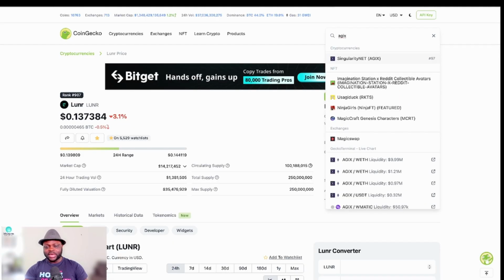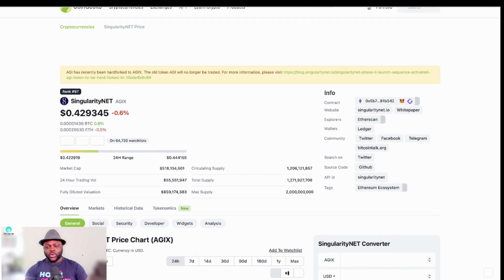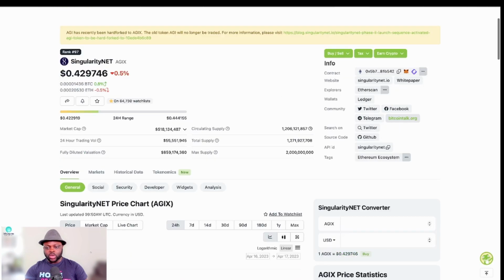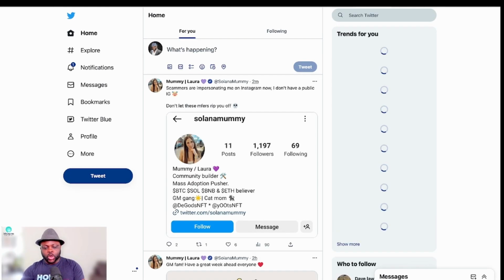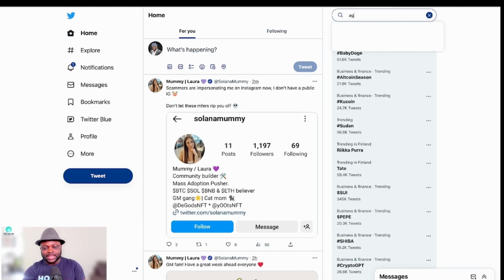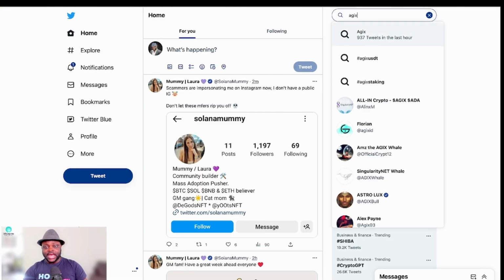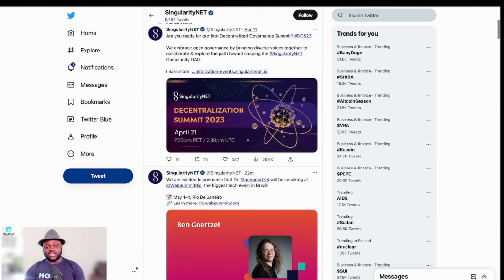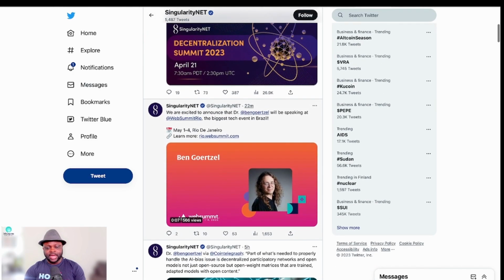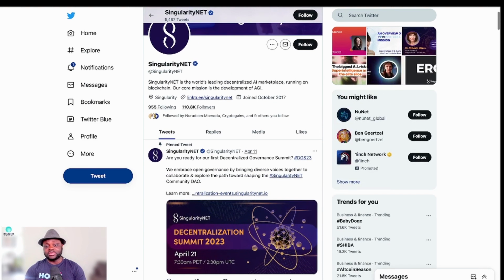AGIX, Singularity. Once you're there, you can now go to their community on Twitter to see what they have been all about lately. It's important you look at all these details to help you understand what is going on in the ecosystem. So we are now on Twitter. Let me go to AGIX so I can see what they are doing. This is their page. You can look at what they have been all about, what they are posting. If something new is coming, this token has a huge community. They have been posting stuff recently.